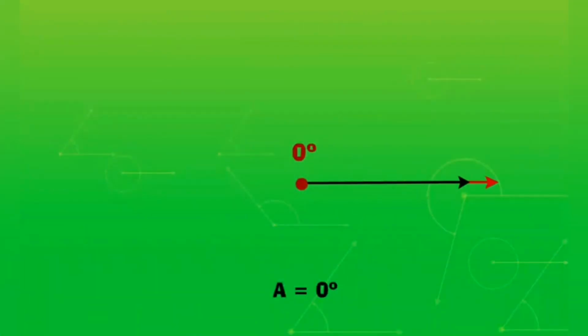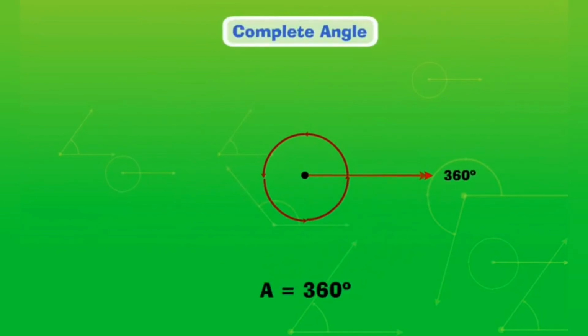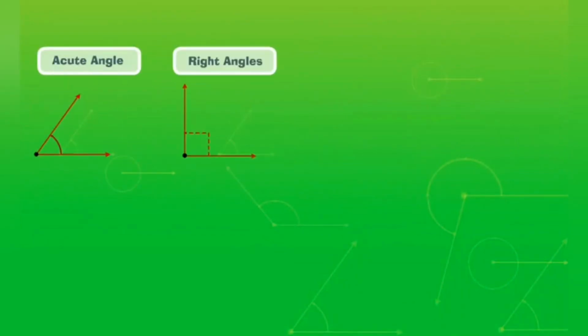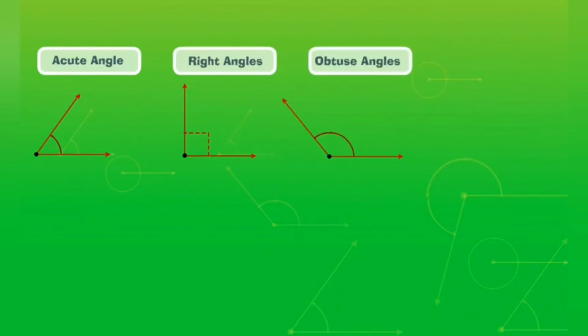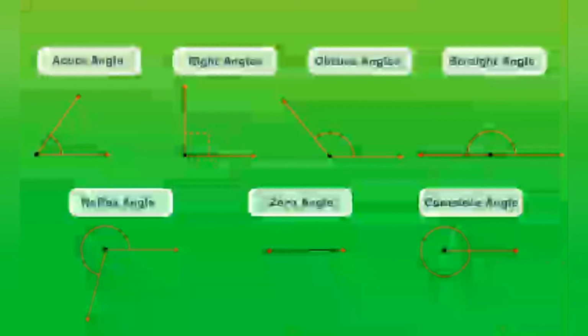An angle that measures 0 degrees is called a zero angle. When the arm takes a complete turn, then an angle of measure 360 degrees is formed. This type of angle is called a complete angle. Let's have a quick review. Acute angle, right angle, obtuse angle, straight angle, reflex angle, zero angle, complete angle.